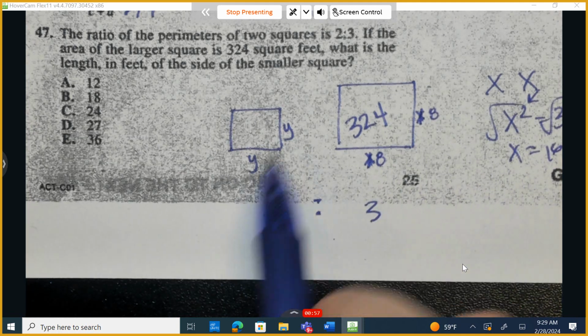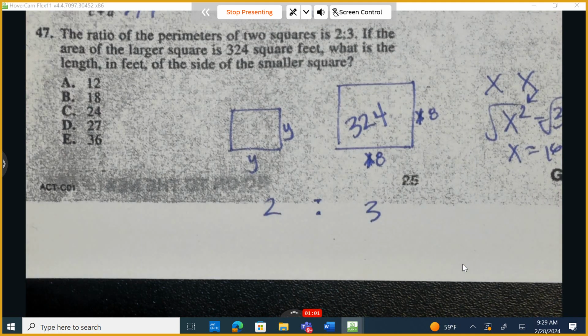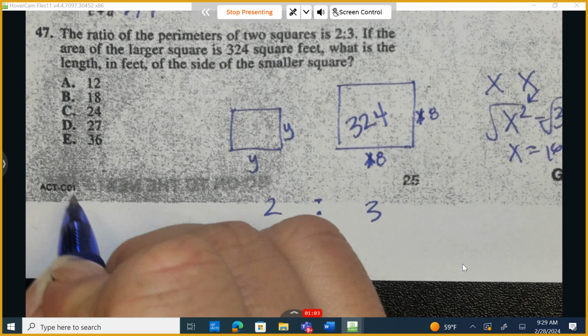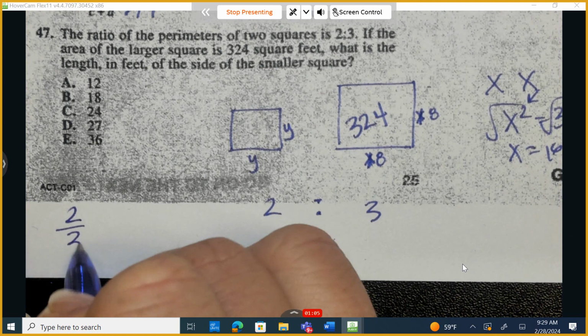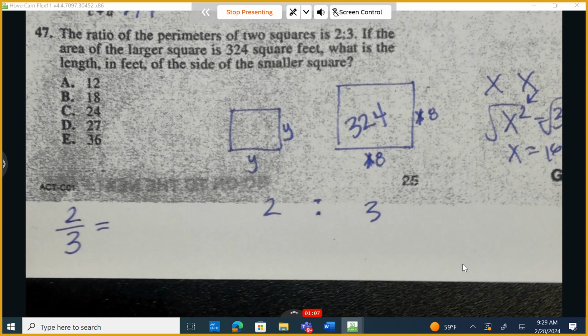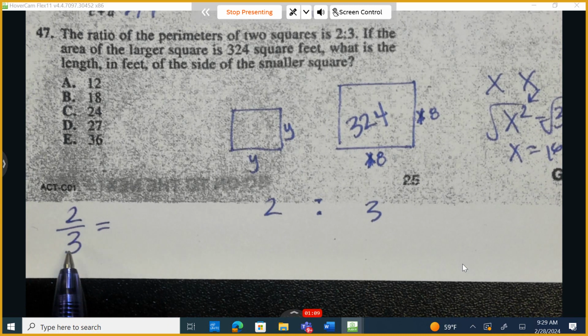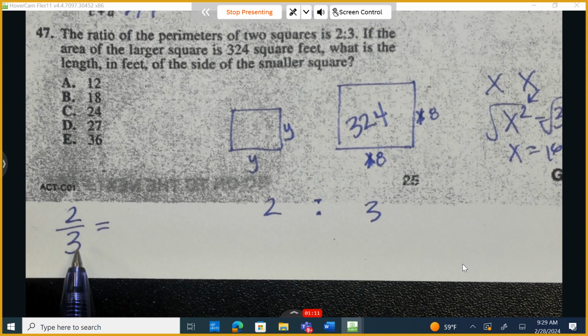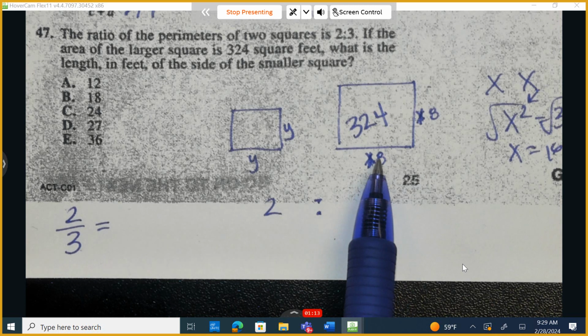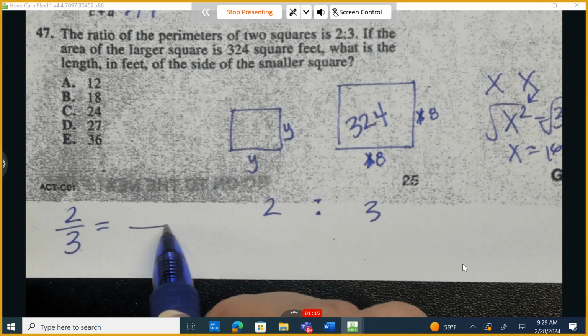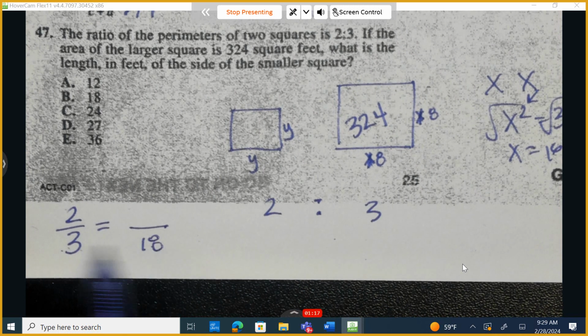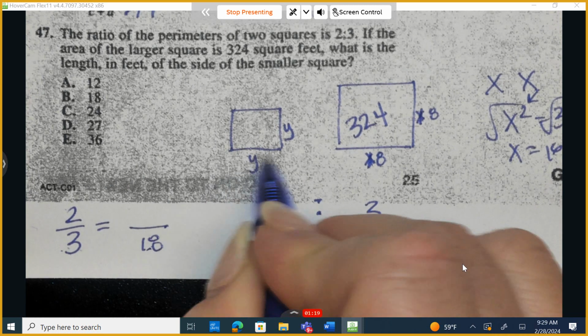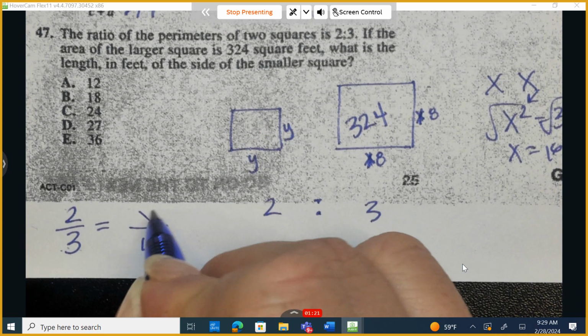18. We need to figure out what this is, and we know it has to be a 2 to 3 ratio because we are talking about the length of the sides. So right now we can write down a 2 to 3 ratio, and we know this is the smaller of the squares, and this is the larger. We know the larger square has a length of 18. That's why it goes on the bottom, larger. And we don't know the length of a side of the smaller one, and we could put a y here.